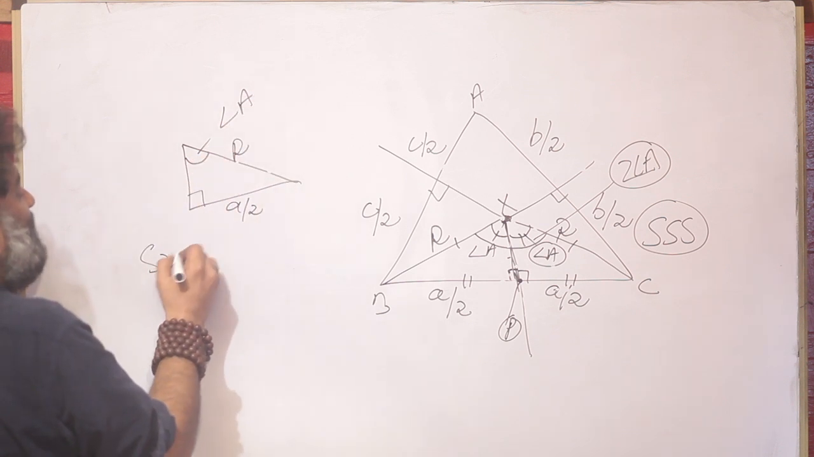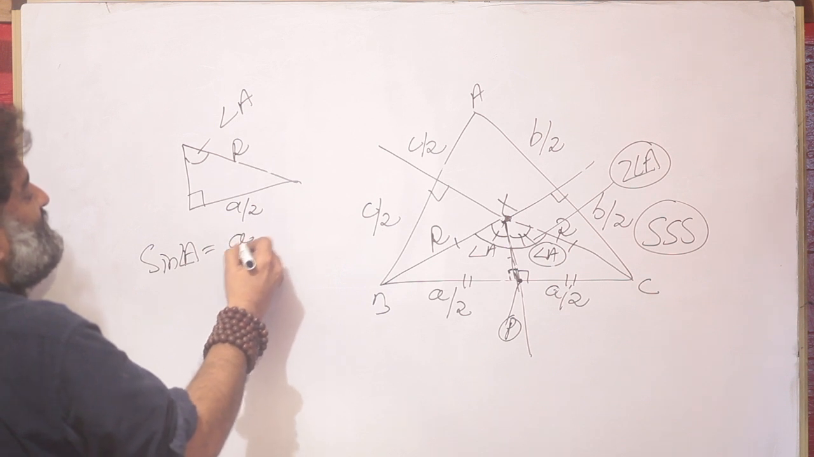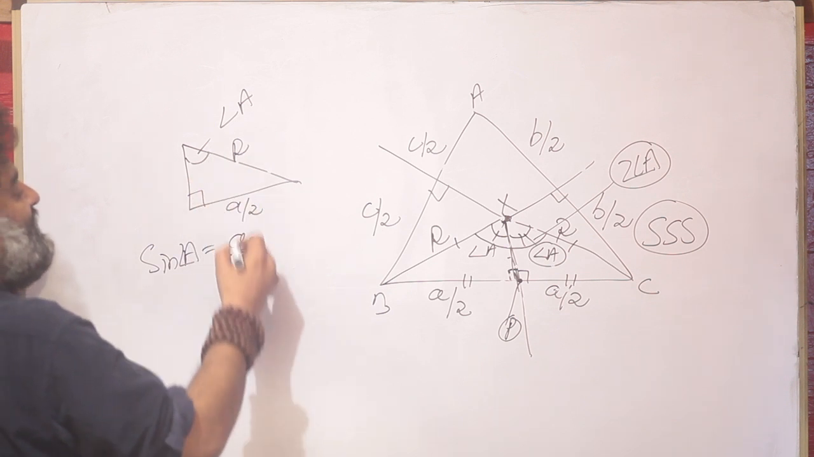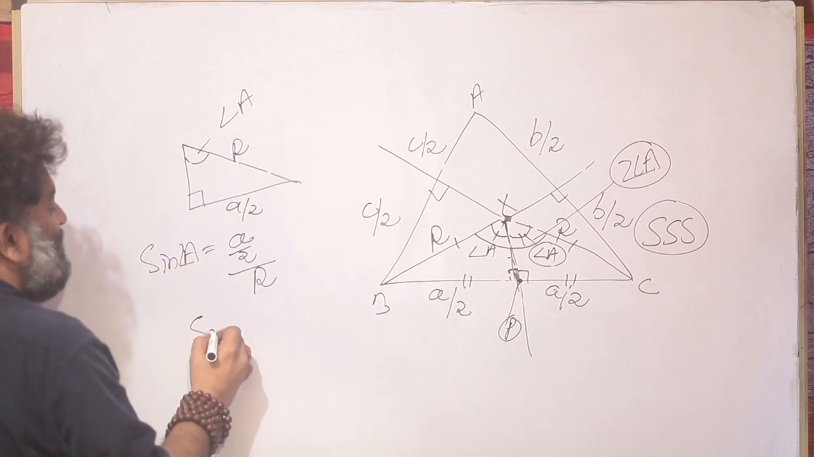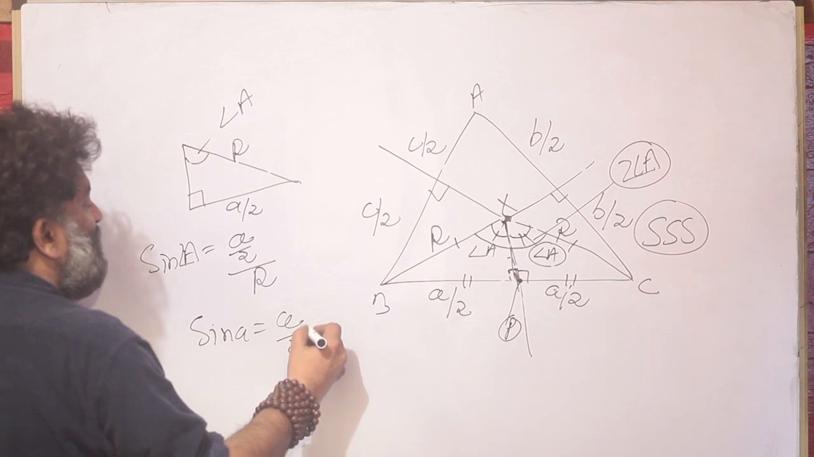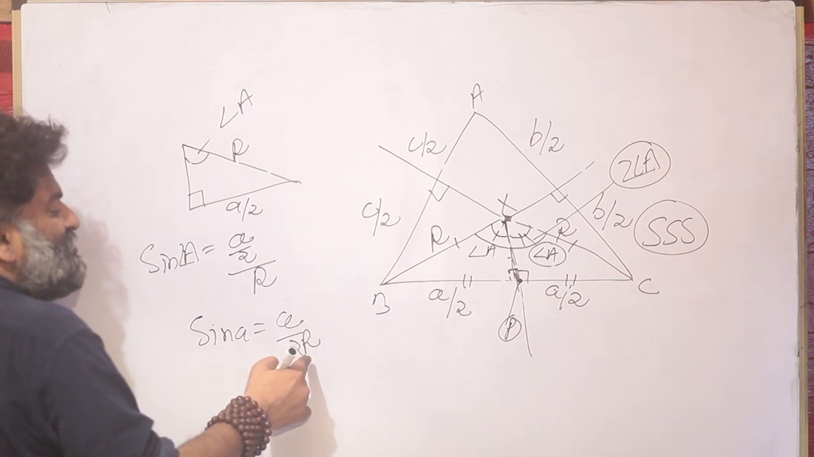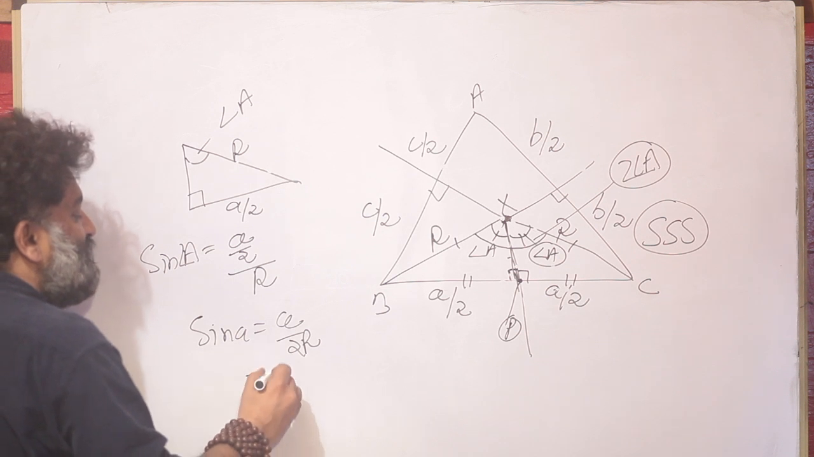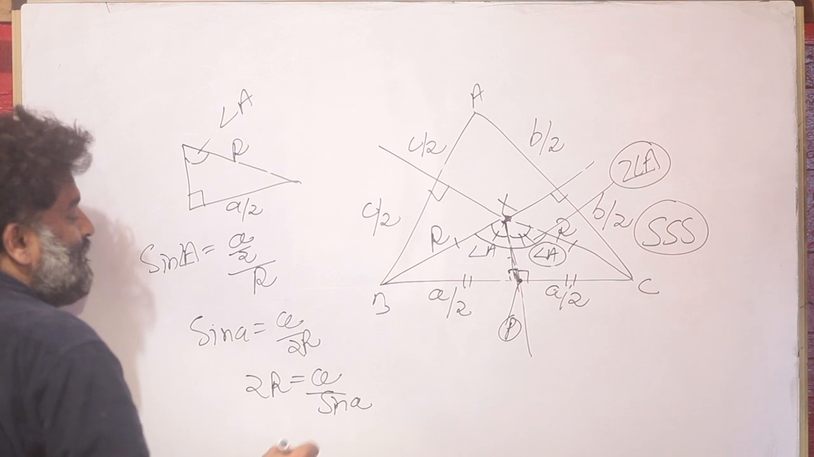So if I think of sine A now, sine of angle A, it is going to be the side opposite, which is A by 2, divided by the longest side, which is the hypotenuse, in this case R. So I get sine A is equal to A upon 2R. And just rearranging a little, you get 2R is equal to A upon sine A.